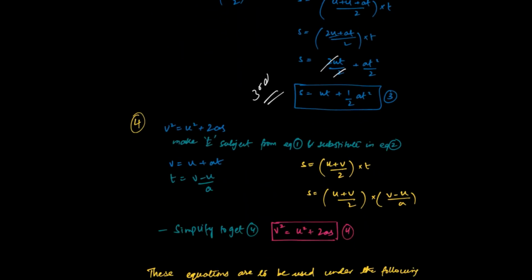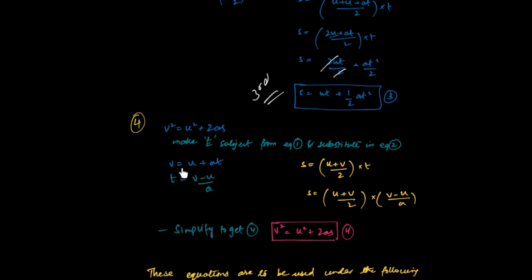Moving on to the fourth equation of motion, it is v squared equals u squared plus 2 into a into s. In words, final velocity squared equals initial velocity squared plus twice of acceleration into displacement. And again, this is an equation which is derived and derivation is not required. However, it is good to know. So again, make t the subject from equation 1 and substitute in equation number 2.